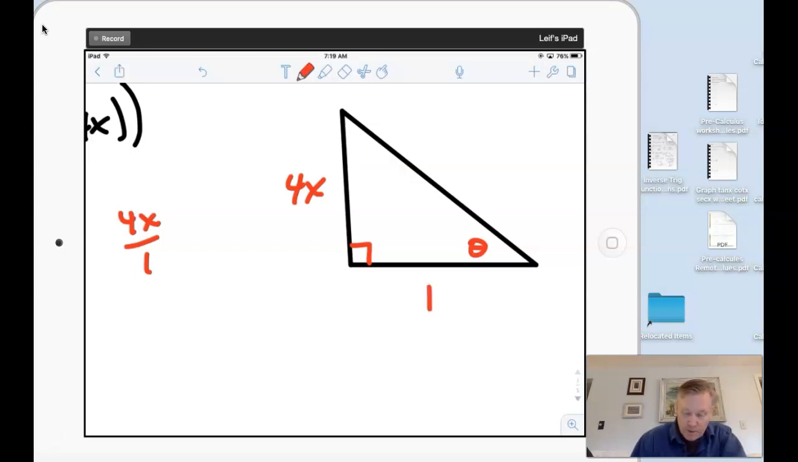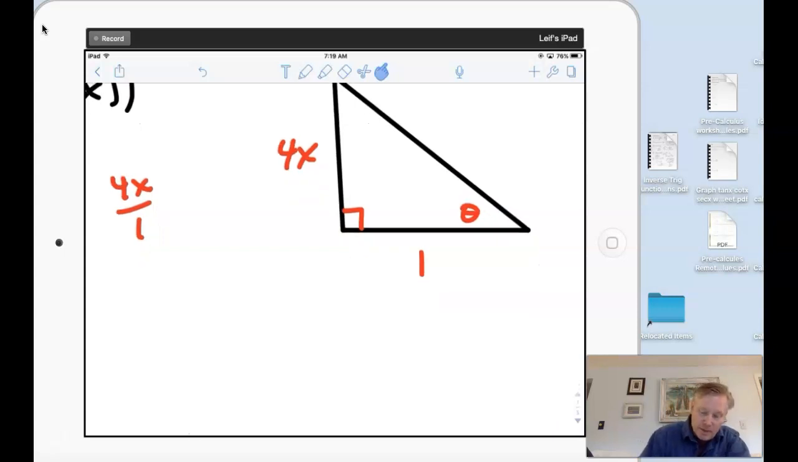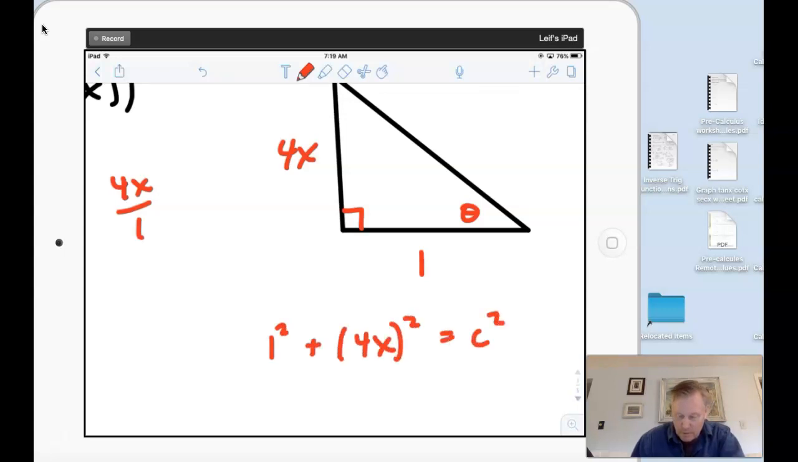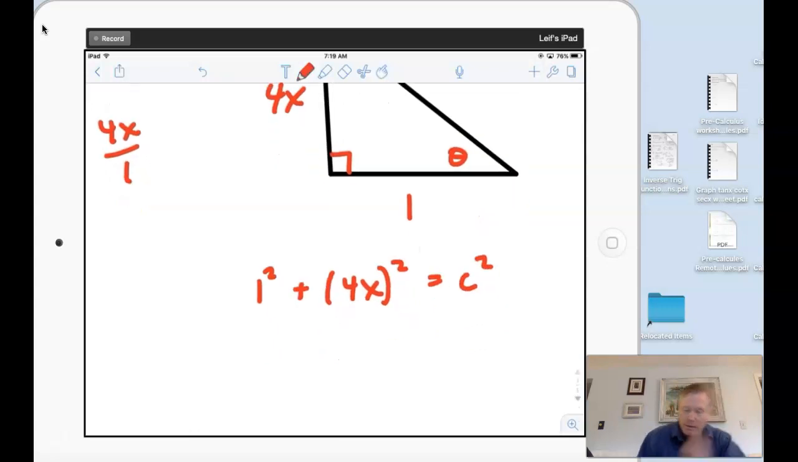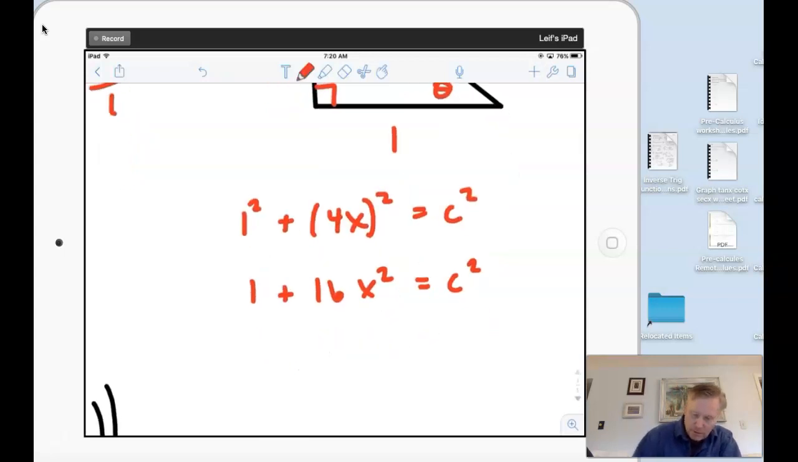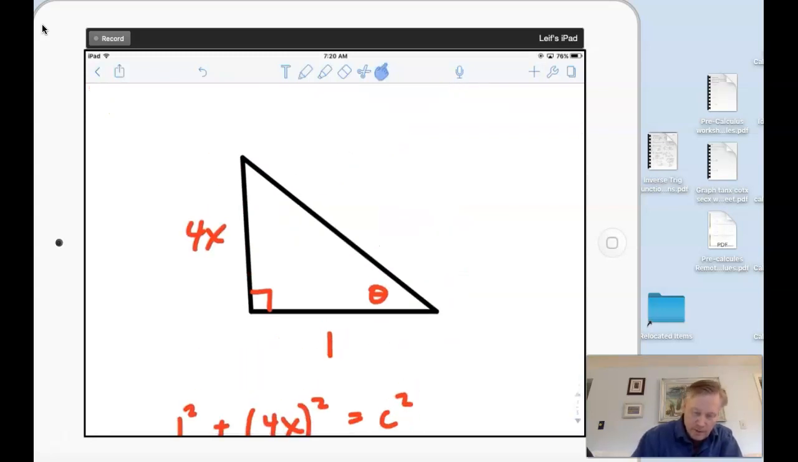So opposite over adjacent. Now I still have to find the hypotenuse. The same rules apply. This is a squared plus b squared equals c squared. The only thing you have to be careful of is that you square the 4 and the x. So that's 1 plus 16x squared equals c squared, which means c equals the square root of 1 plus 16x squared. There's my hypotenuse.